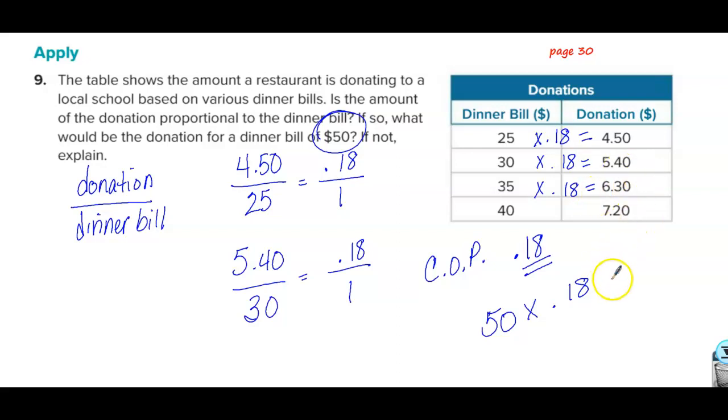And we get $9. So the constant of proportionality is 18 cents. And the donation on a $50 dinner would be $9. Pretty cool, right? I'm thinking so.